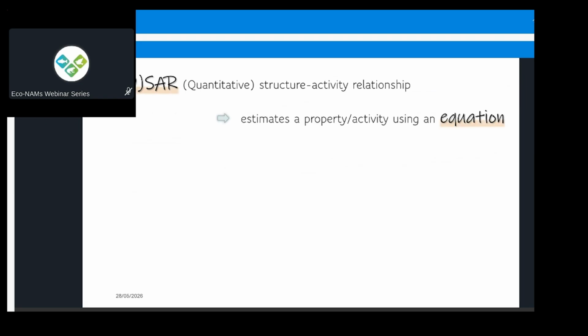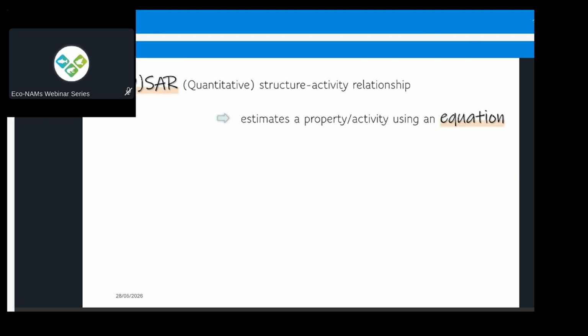The second tool is for QSAR. QSAR are quantitative structure-activity relationships, so they are equations that estimate a property or an activity relating the chemical structures and the activity or the property of interest. They can be quantitative in the QSAR, so they can give a number, 12 milligram per liter, for instance, or they can be qualitative in the SAR. In this case, they can give as output toxic or not toxic.